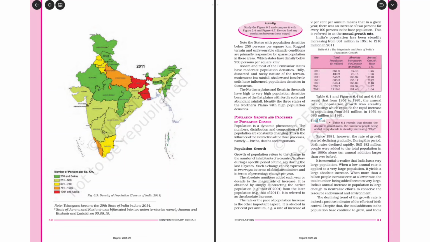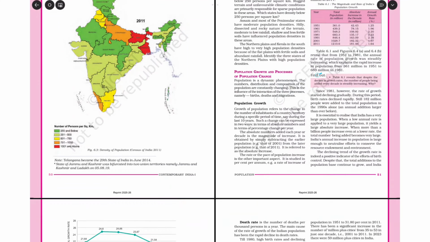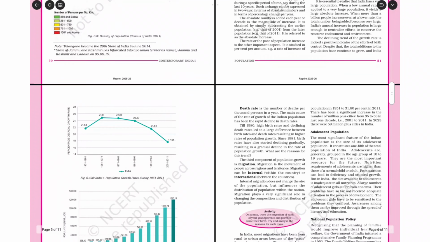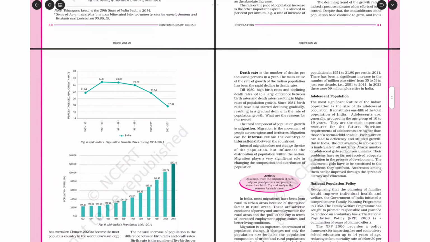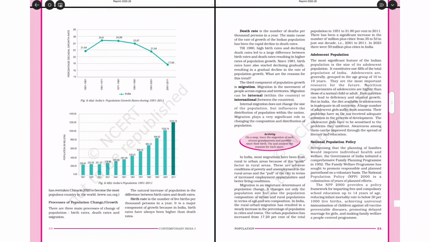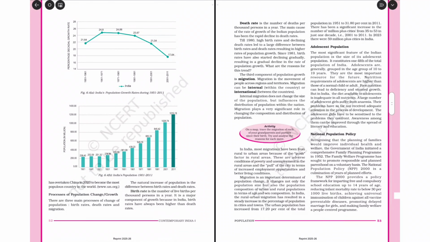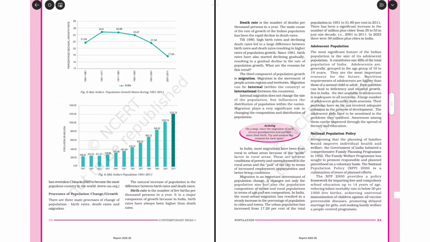But let me read the next part of the text because it explains the faucet. Till 1980, high birth rates and declining death rates led to a large difference between birth rates and death rates, resulting in higher rates of population growth. Since 1981, birth rates have also started declining gradually, resulting in a gradual decline in the rate of population growth. What are the reasons for this trend?